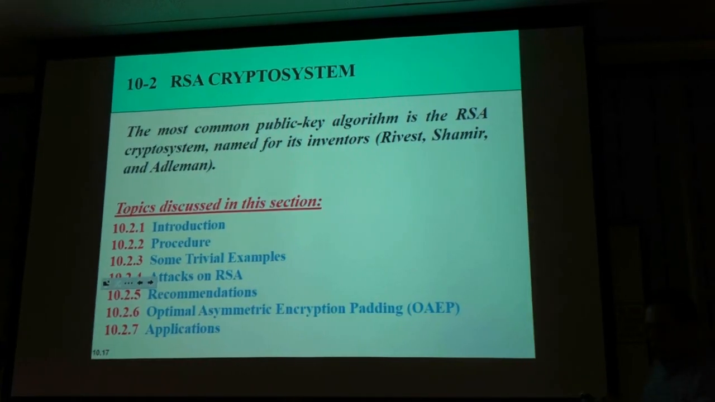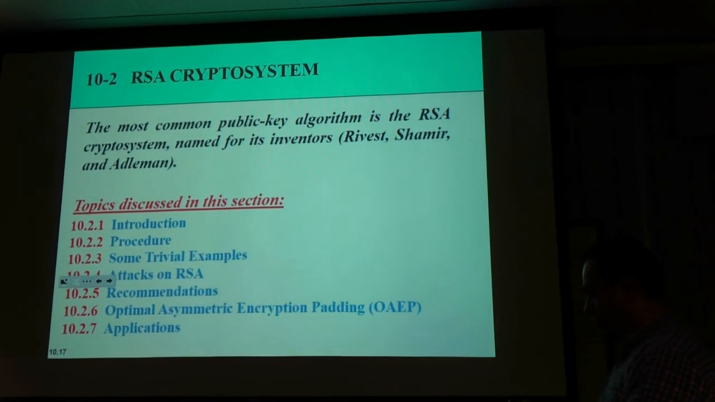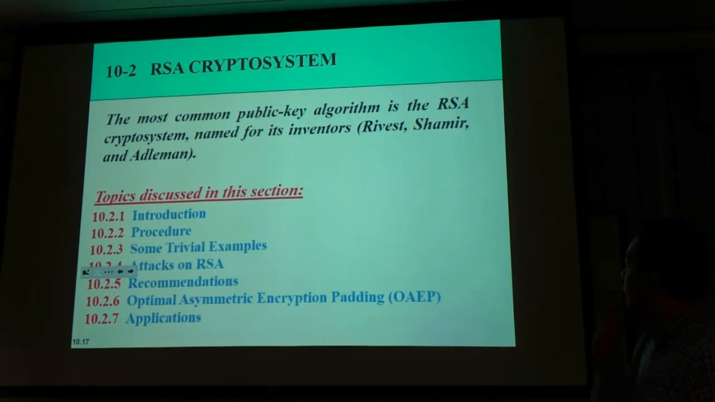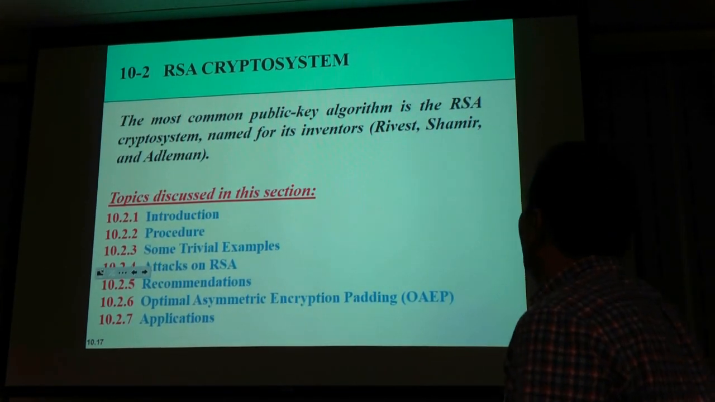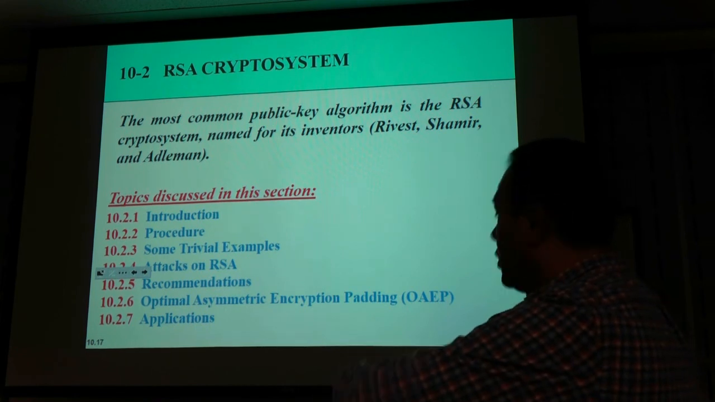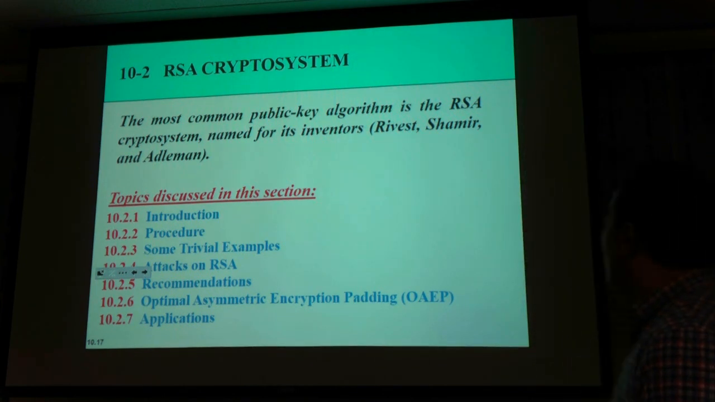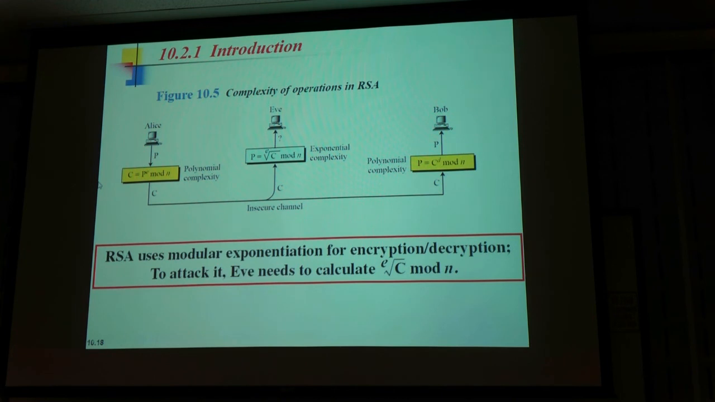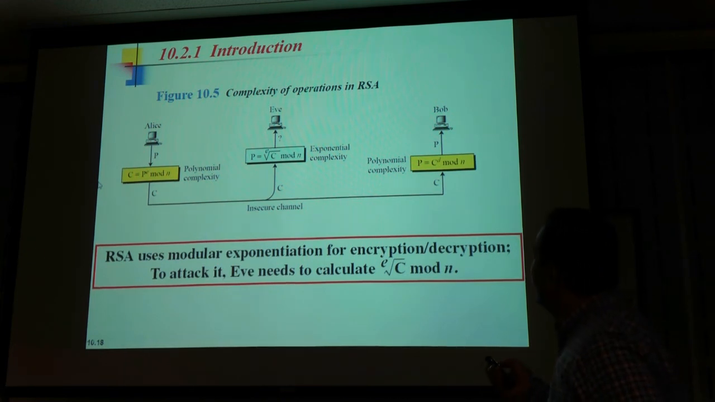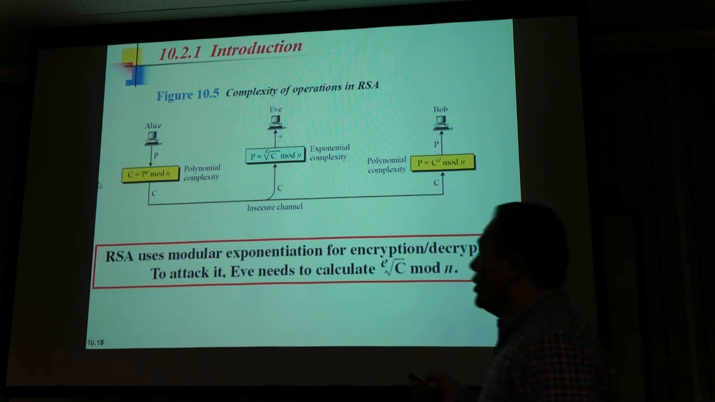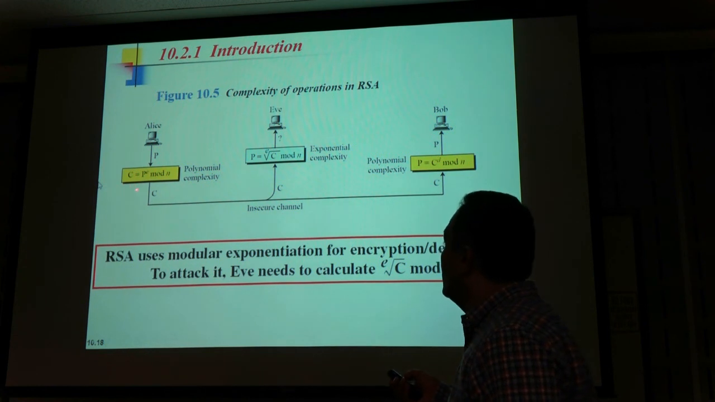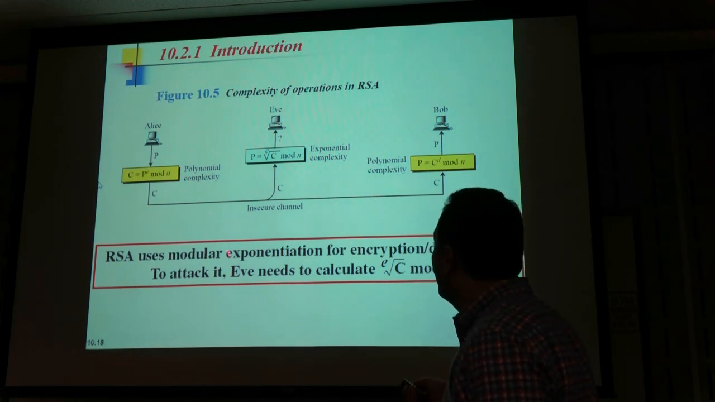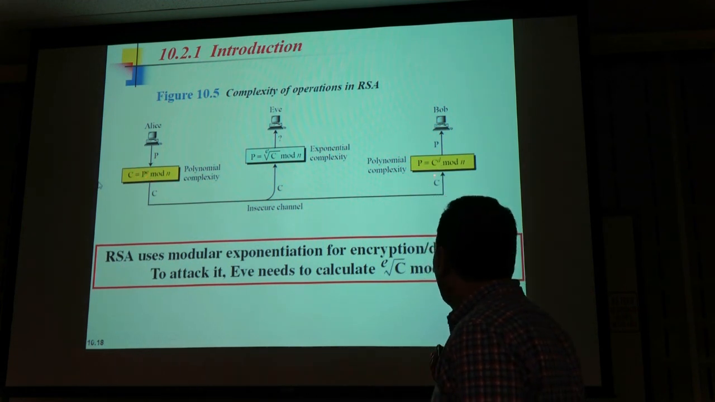We'll talk about RSA. We'll talk about RSA. It's the most common public key algorithm. It's the RSA cryptography system, named for the inventors, three inventors. All right. So basically, when you look at the complexity of the operation, to create the cipher, there are two keys. The first key is a public key, which is E, and a private key, which is D.